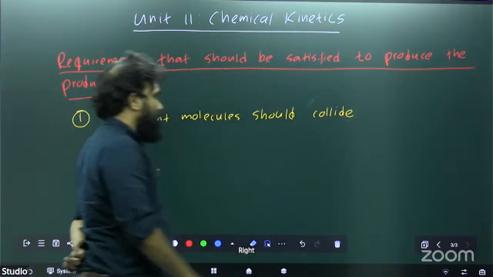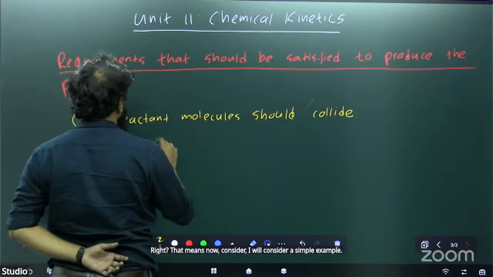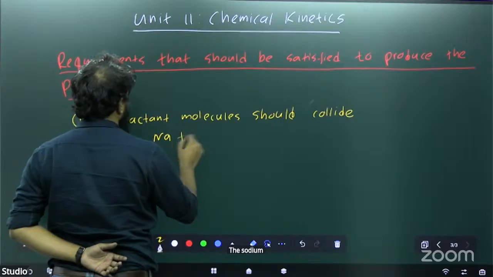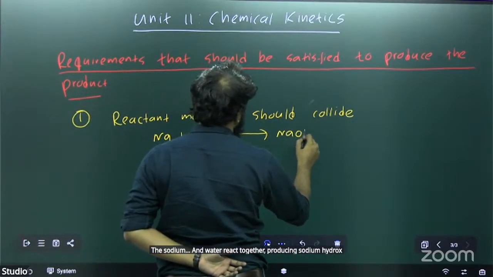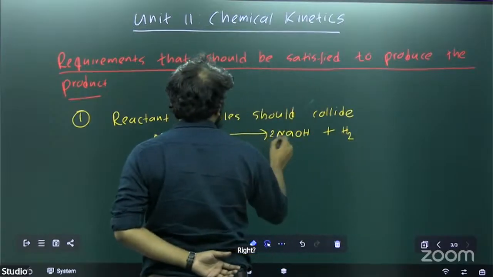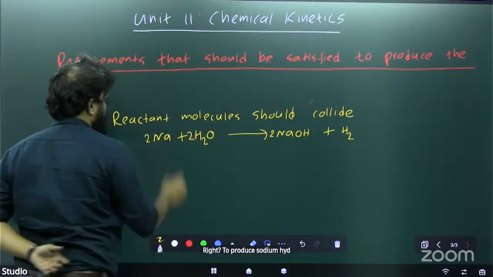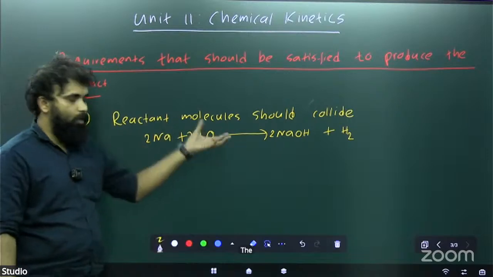Now I will consider a simple example. Sodium and water react together producing sodium hydroxide and H2. To produce sodium hydroxide and H2 by reacting sodium and water, what is the first requirement? The sodium should collide with water.